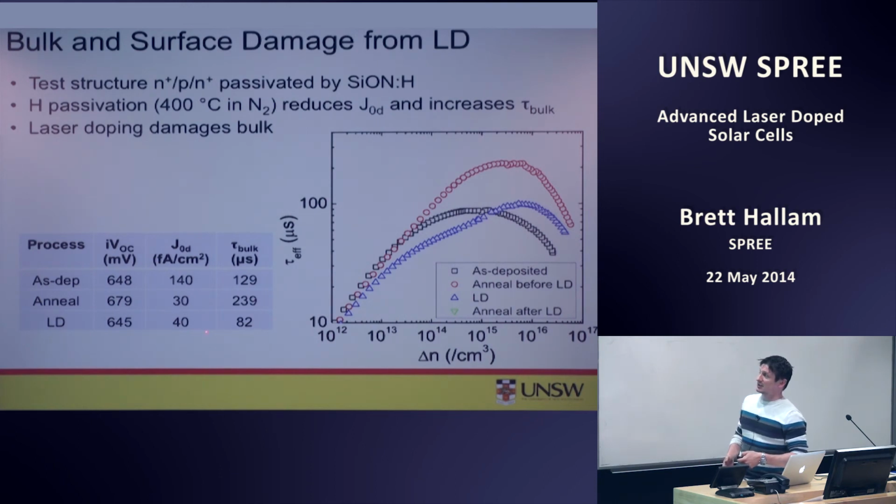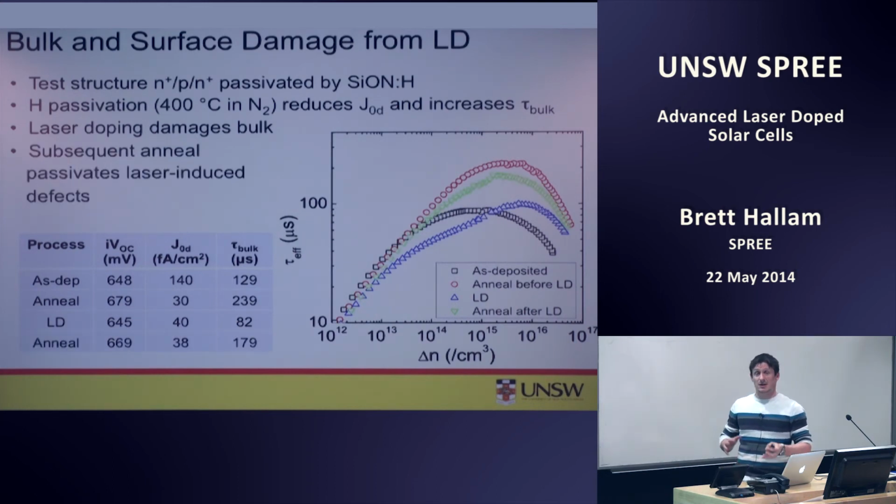We've also added a little bit of J0 from the increased doping in the laser doped region, and all of this results in a substantial reduction in the implied VOC at 1 sun. If we then do the same annealing process after the laser doping process, we can recover most of the damage we've induced during the laser doping process in terms of implied VOC, the bulk lifetime, and we again can get a slight passivation around the surfaces to reduce the total J0.